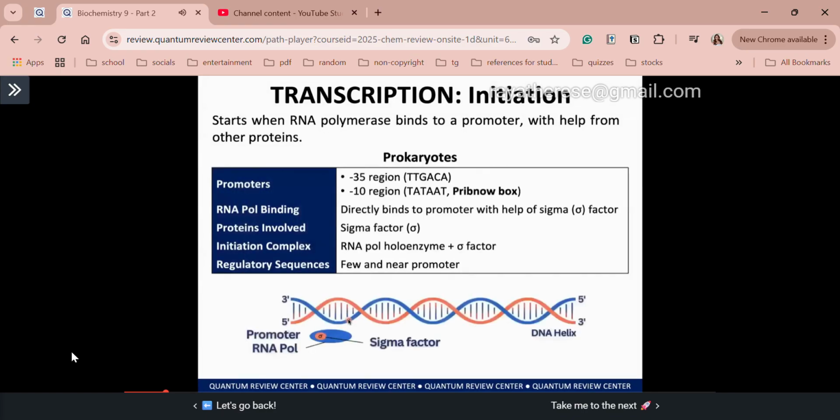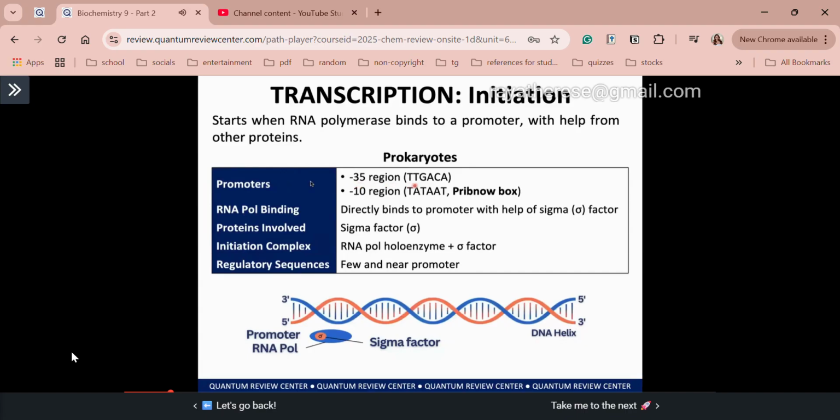Well, let's start first with the prokaryotic cell because the initiation step is relatively simpler for prokaryotic cells. So again, the start of the initiation step is through the formation of the initiation complex via the binding of RNA polymerase to the promoter sequence. Of course, this is with the help of different enzymes and proteins. So class, prokaryotic and eukaryotic cells have different promoter regions. All right, so here, class, is a specific promoter region at -35. We have TTGACA.